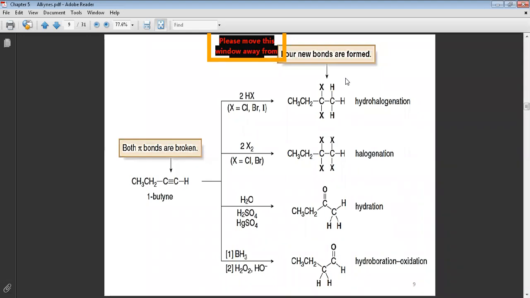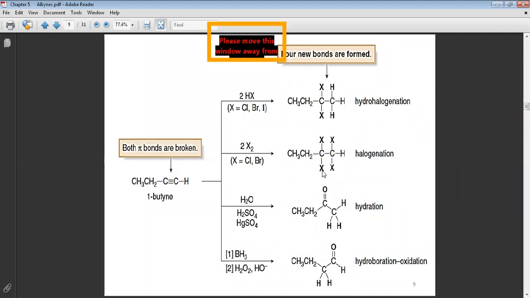Now, if you have 2 moles of X2, no problem. It will be X, X, X, X. There is no difference. That means 2 moles of the halogen, like chlorine or bromine, will give you full addition on the triple bond, halogenation.